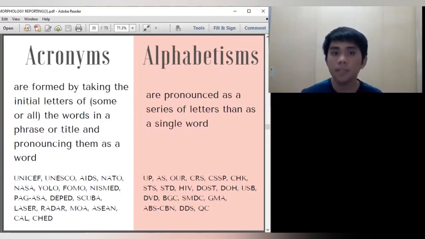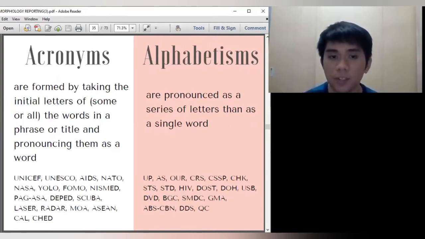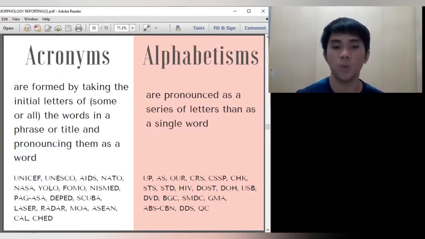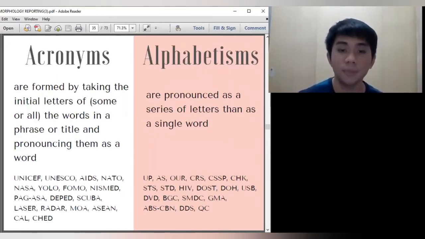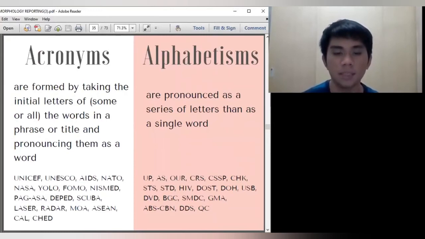For alphabetism, you also get the initial letters of the words, but you don't pronounce it as a single word, but rather as a series of letters like UP, AS, OUR, CRS, CSSD, CHK, STS, STD, HIV, DOST, DOH, USD, BVD, BGC, SMDC, GMA, ABS, CBS, ABS, CBN, DDS, QC, and a lot more examples.